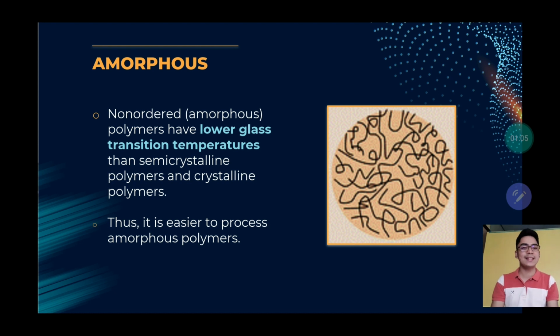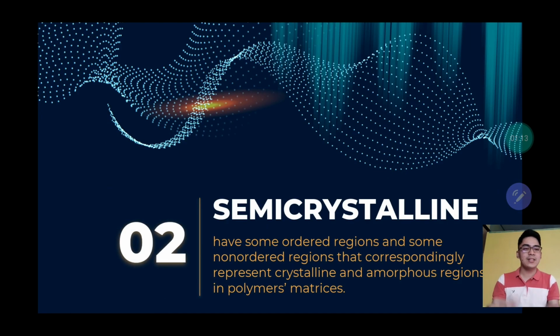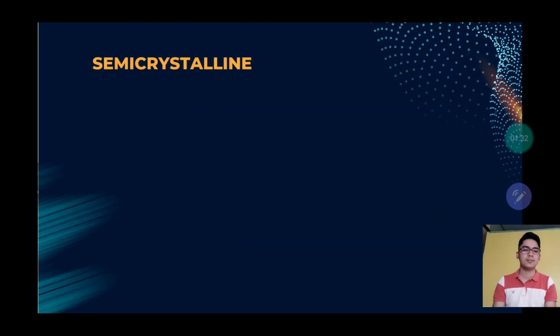So in the picture, you can see the structure of the amorphous polymers. The structure is very random and non-ordered in a way. So the next type of polymer, we have the semicrystalline polymer. Semicrystalline polymers have some ordered regions and some non-ordered regions that correspondingly represent crystalline and amorphous regions in polymer matrices. So semicrystalline polymers are somewhere between the amorphous and crystalline polymers.